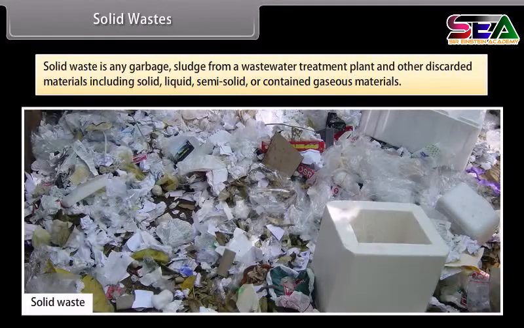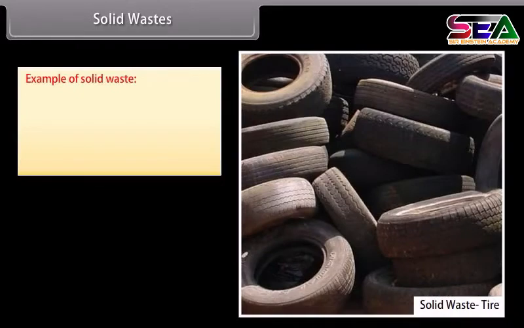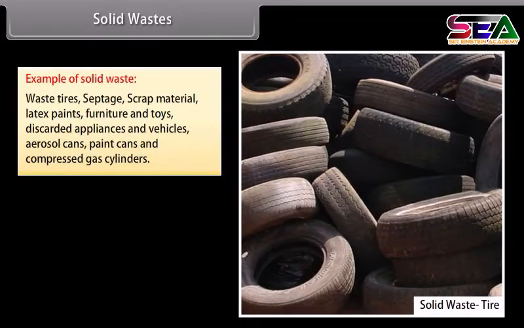Solid wastes. Solid waste is any garbage, sludge from a wastewater treatment plant and other discarded materials including solid, liquid, semi-solid or contained gaseous materials. Example of solid waste. Waste tires, septage, scrap material, latex paints, furniture and toys, discarded appliances and vehicles, aerosol cans, paint cans, and compressed gas cylinders.